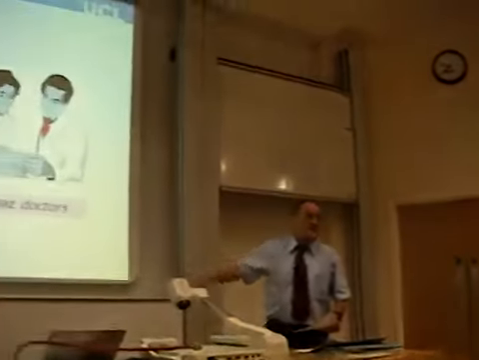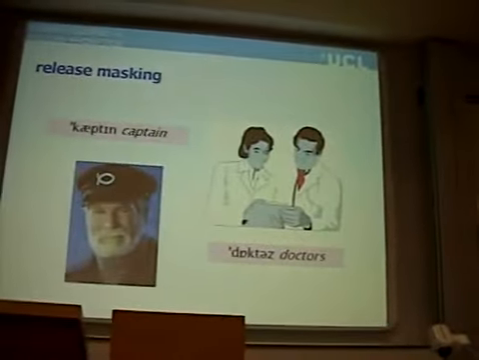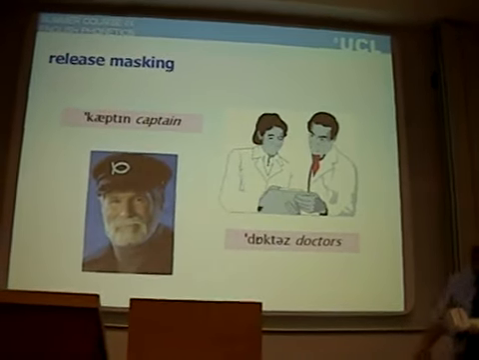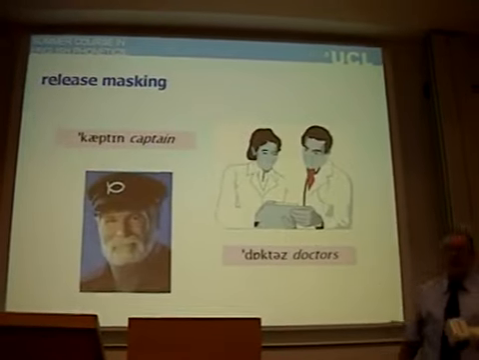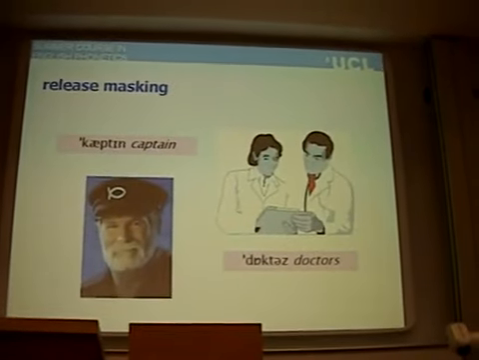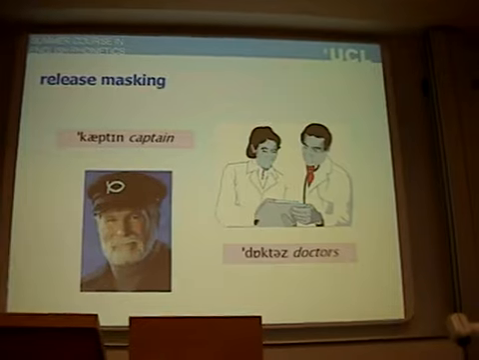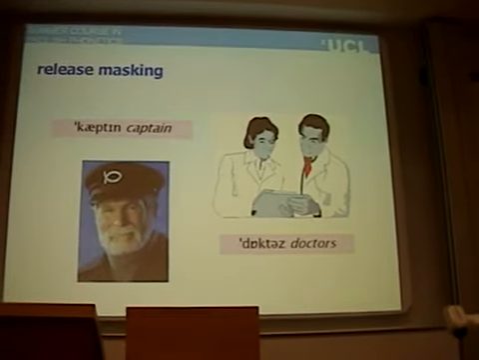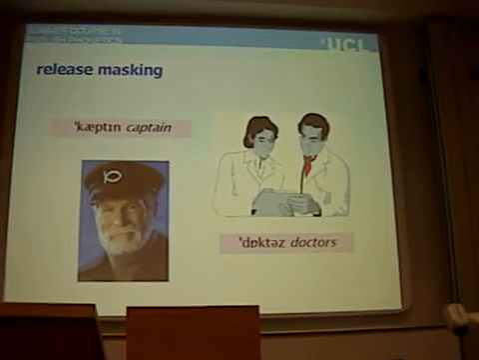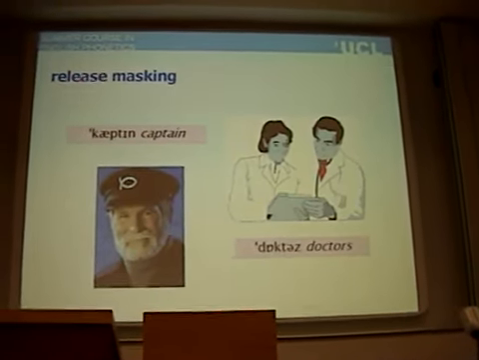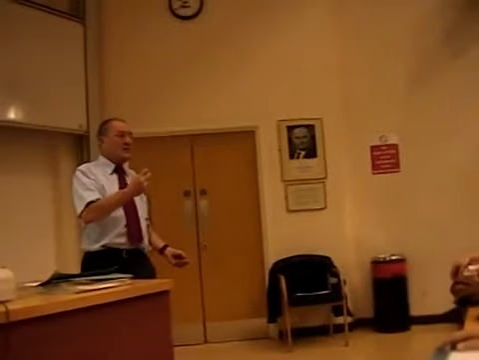Okay, release masking. There's our captain with a masked P and our doctors. So you have to remember about release masking, how it is. We've got the approach, the hold for the first plosive, the P in the case of captain, the K in the case of doctors. And then during that first hold, we make the articulation for the second plosive, the approach for the T in each case.